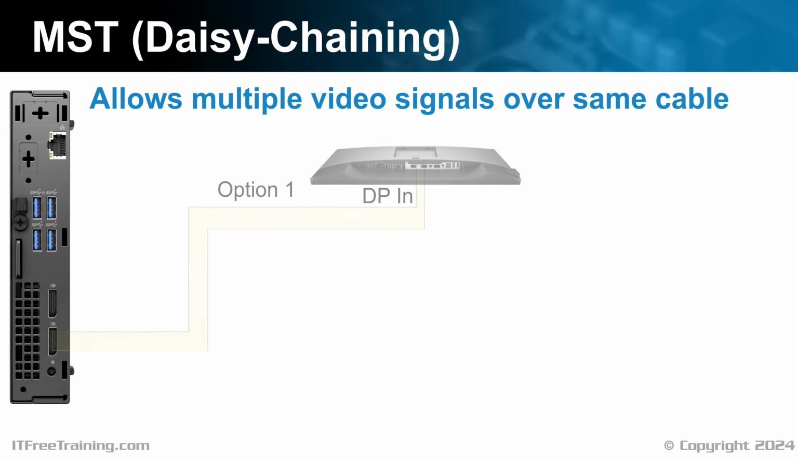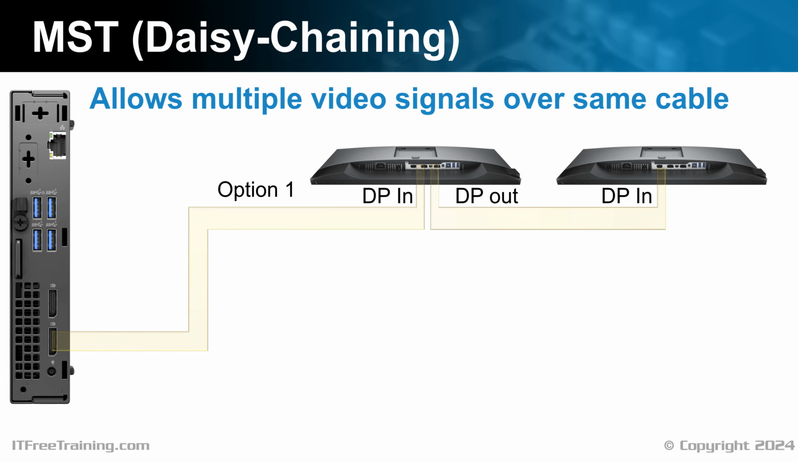To understand how it works, consider that we have a computer plugged into a monitor. MST is effectively daisy chaining, so the computer would be plugged into the input display port on the monitor as we would normally do. A second monitor would then be connected to the first. In order to do this, the first monitor needs to have a DisplayPort out connection.